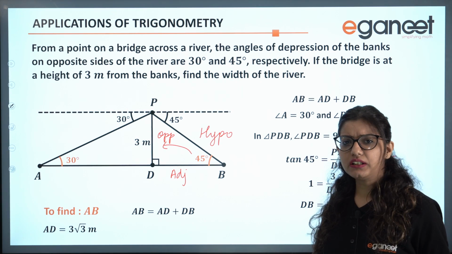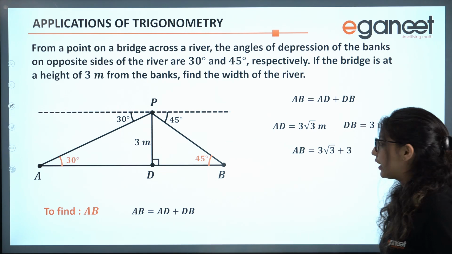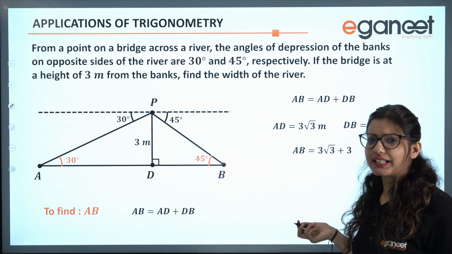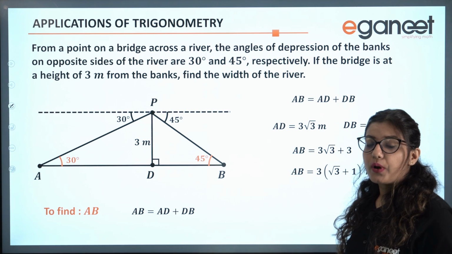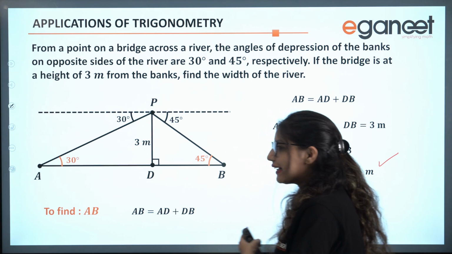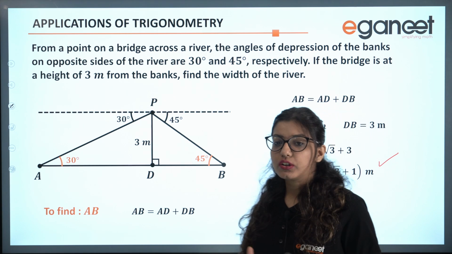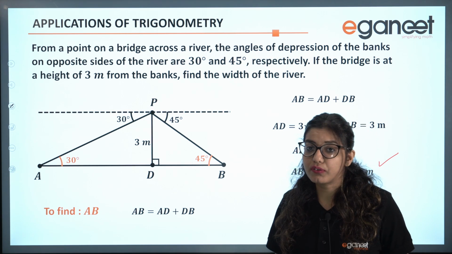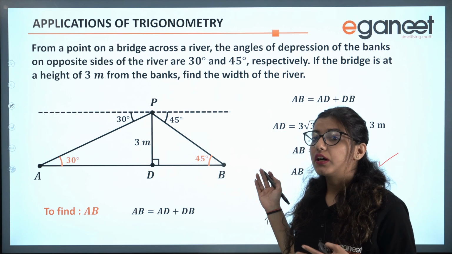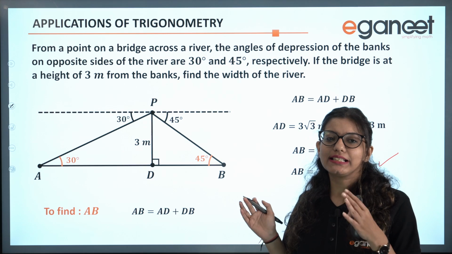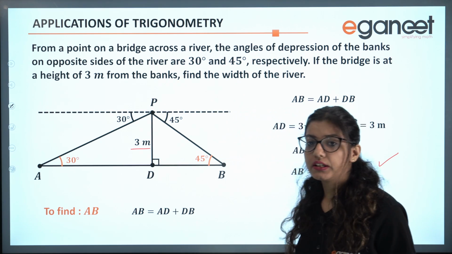So are we done over here? No, we need to add AD and DB so that we can have AB here. Right, so we have 3 root 3 plus 3. We can simplify it further by taking 3 common. So this is the width of the river. So this is how easy it is to find the width of the river, right? So if you are standing on the bridge and you are interested to find the width of the river and you have inclinometer or clinometer to find the measure of depression, then you can easily find the width if you have this distance also, okay, right?